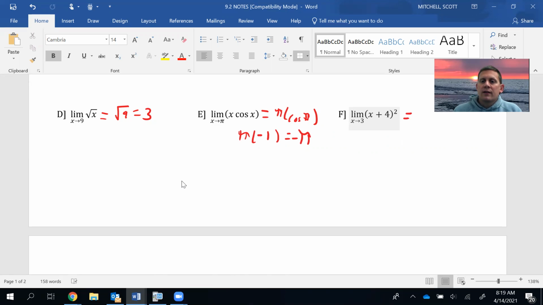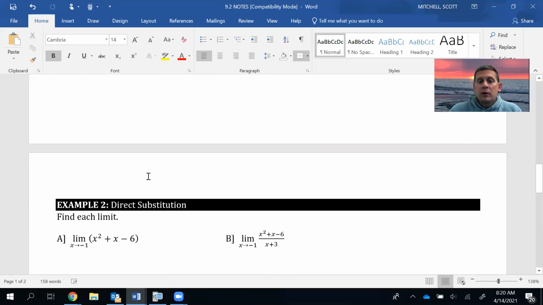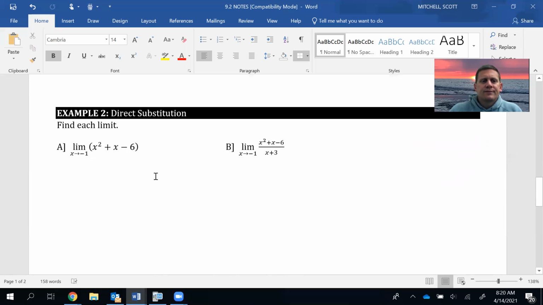Take the limit of x plus 4, quantity squared, as x approaches 3. So you plug in 3. Got to make sure we remember order of operations. So that's 7 squared, which is 49. All right. So again, this hopefully seems simple. I hope that it does, but it's going to get more complicated.